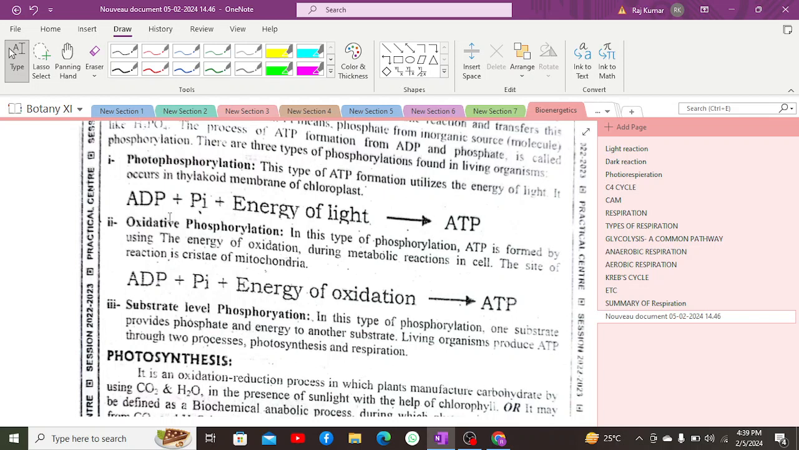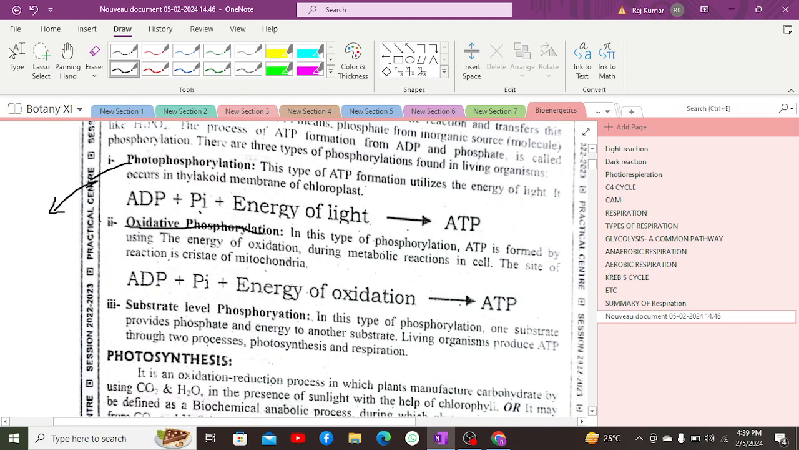It occurs in the thylakoid membrane of chloroplast and utilizes the energy of light. Photophosphorylation occurs in autotrophs, photoautotrophs, both those who perform non-classical photosynthesis as well as classical photosynthesis. We are going to discuss that as well. What is classical and non-classical photosynthesis?